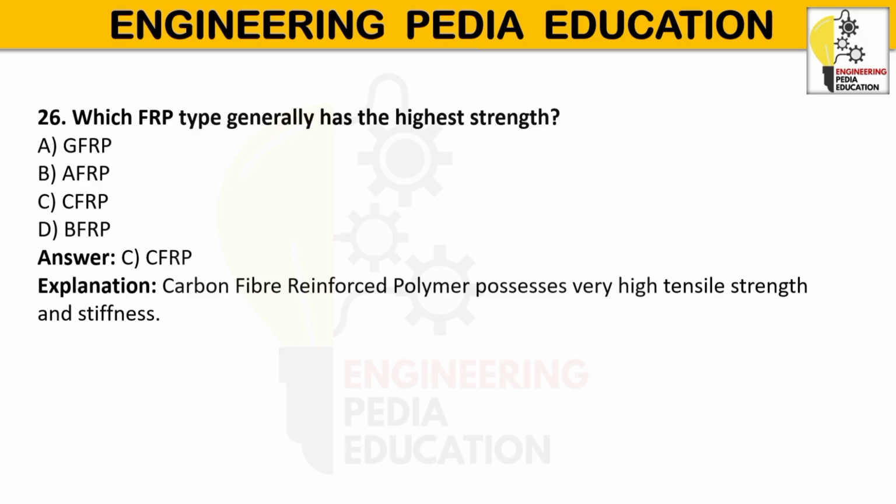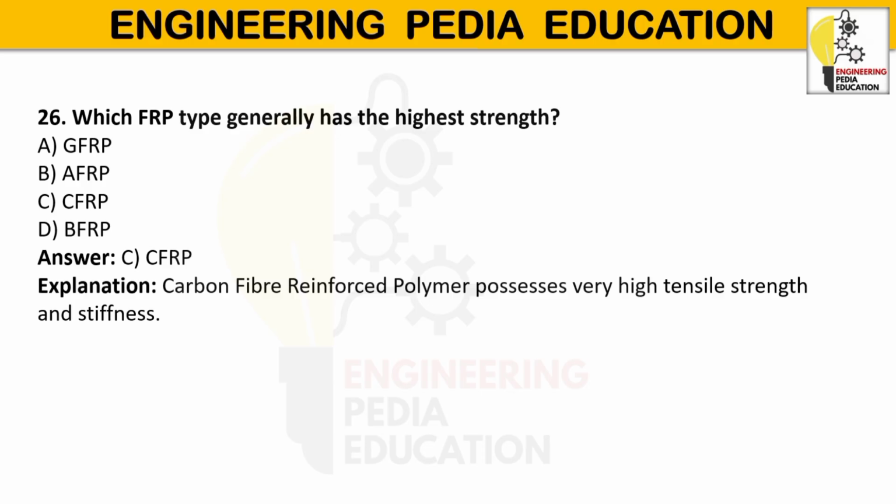CFRP, made using carbon fiber, offers very high strength and stiffness with low weight, widely used for strengthening beams, columns, bridges and seismic retrofitting. CFRP provides the highest strength and stiffness among common FRP types. GFRP is more affordable. AFRP is valued for impact resistance and BFRP offers a balance of durability, corrosion resistance and cost. The choice of FRP depends on project requirement, budget and environmental conditions.